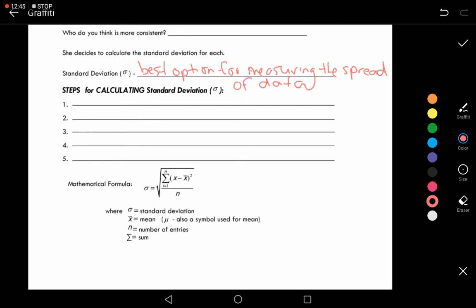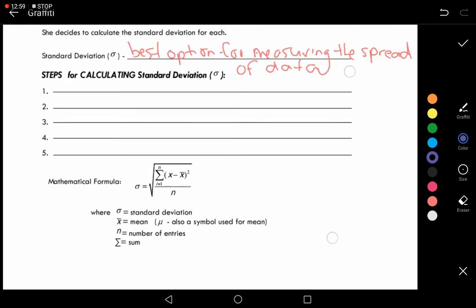Okay, so it's our best option, because as we can see, the measures we've used so far don't always work. They don't always give us an answer. So there are, well, not a couple, there are 5 steps for calculating the standard deviation.